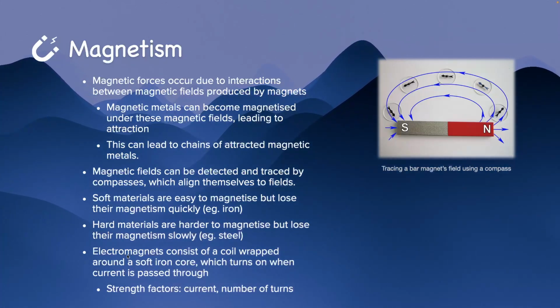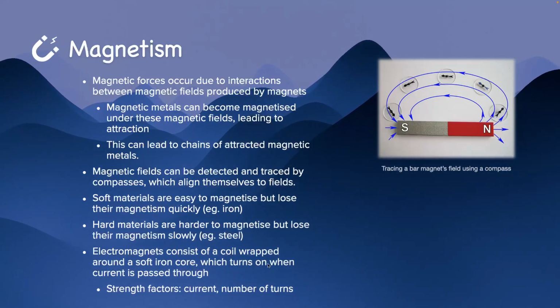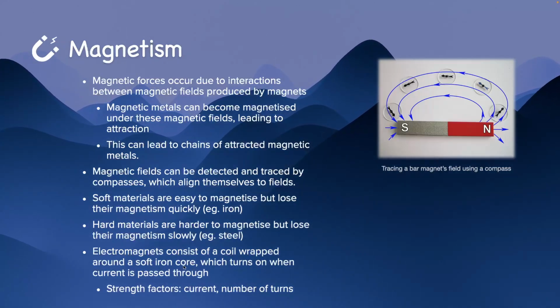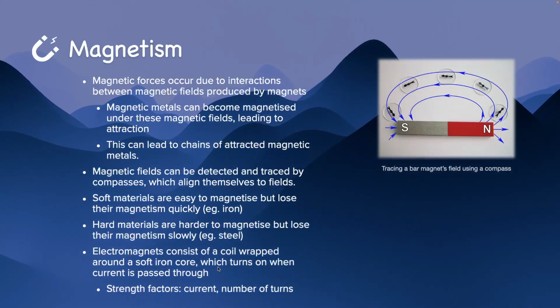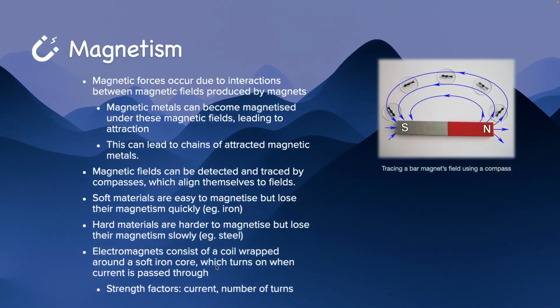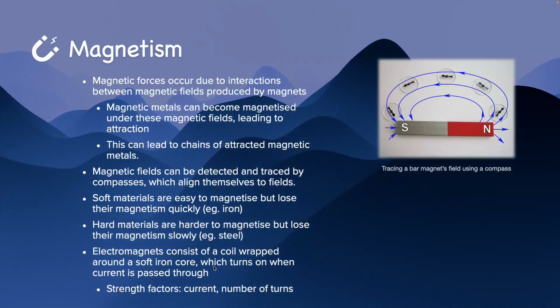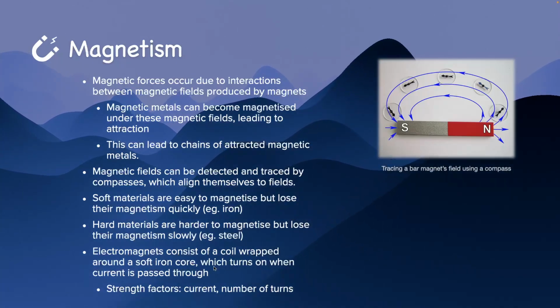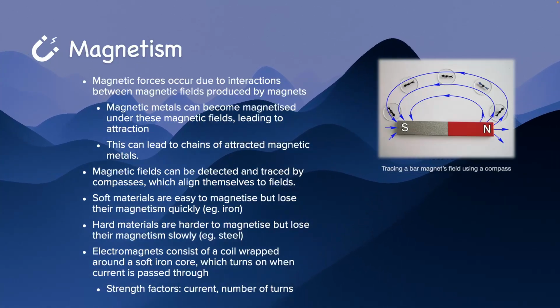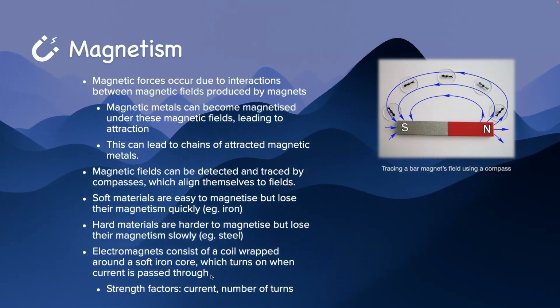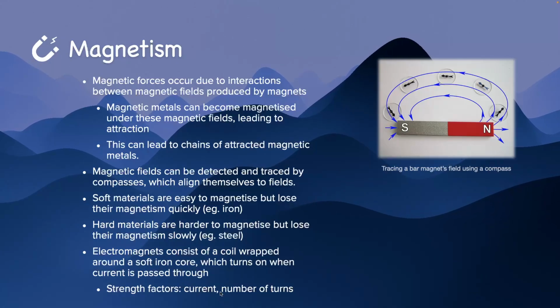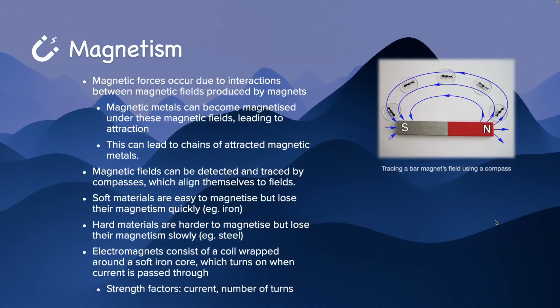Electromagnets, as I referred to, consist of a coil wrapped around these soft metals. They turn on and produce a magnetic field when current passes through that wire. The factors which affect the strength of this magnetic field and the distance at which it can appear are the current and the number of turns.